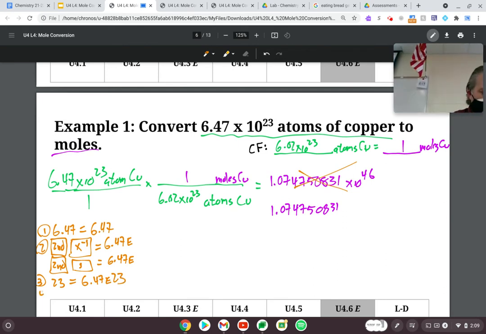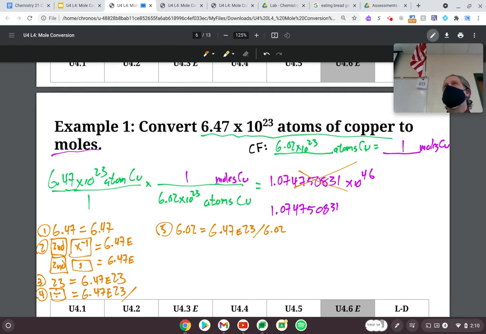Then for step 4, you would hit divided by, and your calculator would give you 6.47 E23 slash. For step 5, you would type 6.02, and your calculator would read 6.47 E23 divided by 6.02.